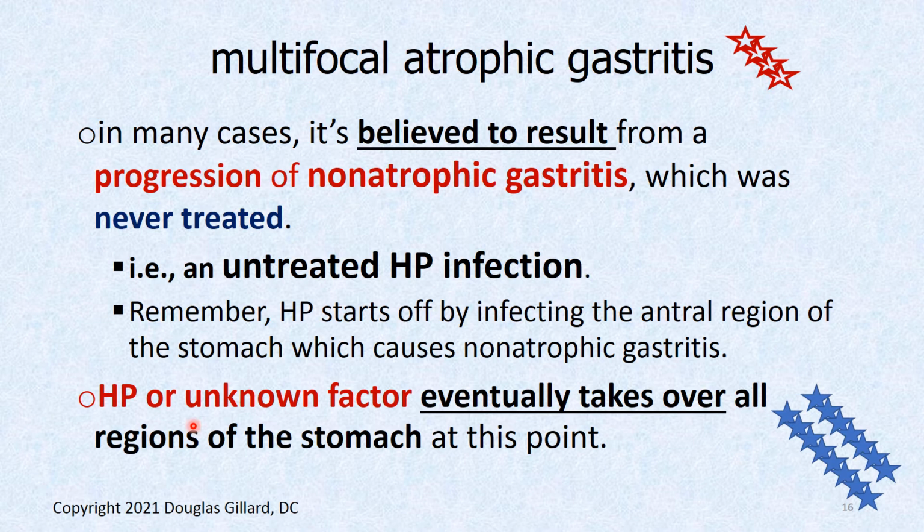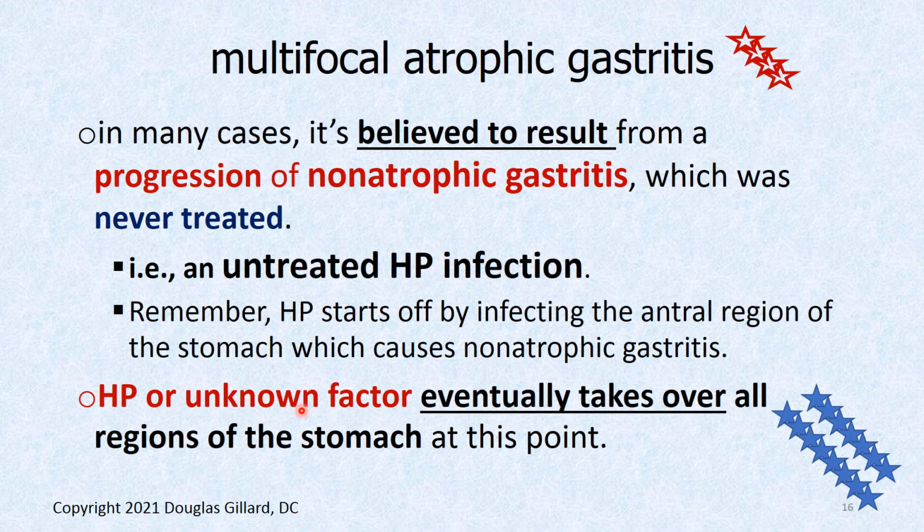In many cases it's believed to result from a progression of non-atrophic gastritis, right? So the very first stomach pathology we talked about was non-atrophic gastritis, which is caused by an HP infection of the antrum of the stomach. And if that goes on and on and on, pretty soon the bug will spread and take over the entire stomach, and now you have an atrophic gastritis. See how that works.